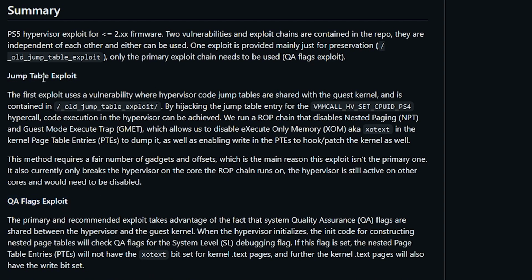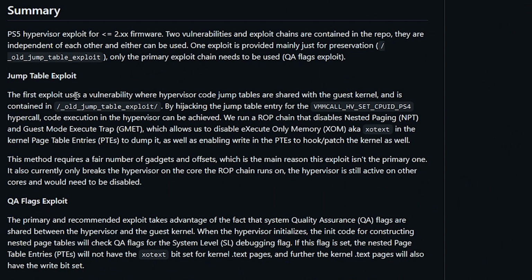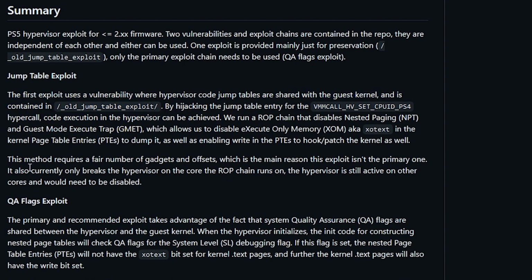Now, jumping into this first jump table exploit, which we saw a couple of slides for, the unprotected jump tables. It says this is the first exploit, and it uses a vulnerability where Hypervisor code jump tables are shared with the guest kernel. By hijacking the jump table entry for this call, code execution in the Hypervisor can be achieved. There are a bit more details, but what makes the most sense to go over is that this method requires a fair number of gadgets and offsets, which is the main reason this exploit isn't the primary one. Also, it currently only breaks the hypervisor on the core the rope chain runs on. The hypervisor is still active on other cores and would need to be disabled.